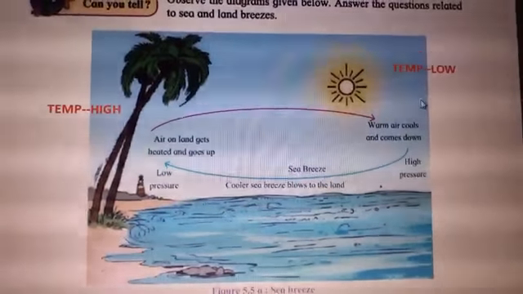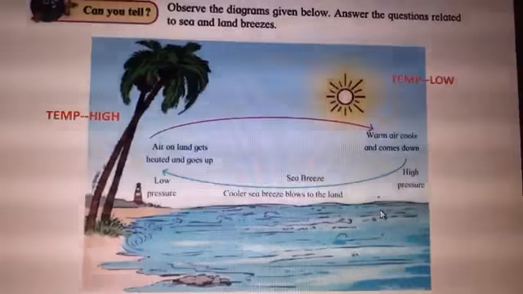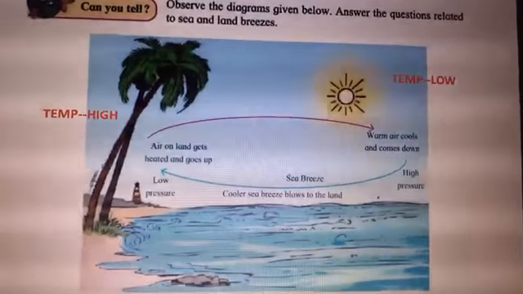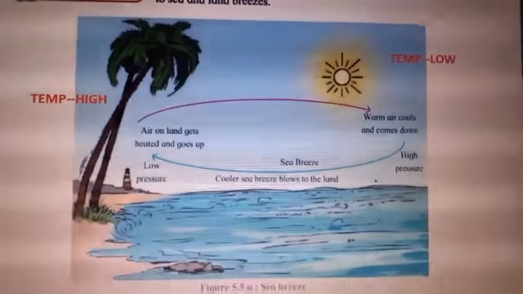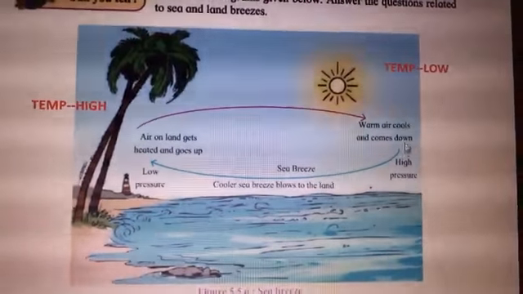Temperature is low. Why? Because air pressure is high. It needs more time to get heated up. That is, water needs more time to get heated up because of the heat of the sun. Therefore, here air pressure is high and the temperature is low.